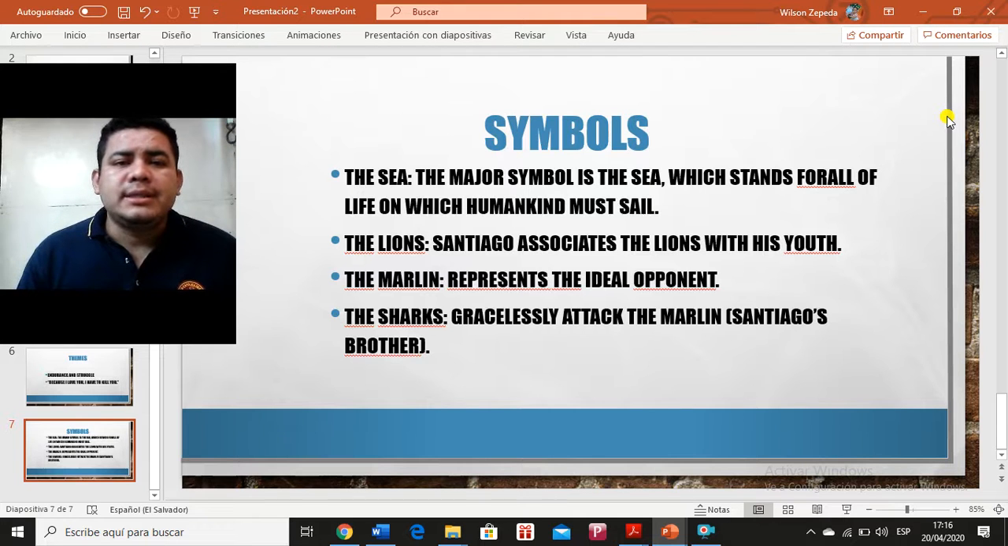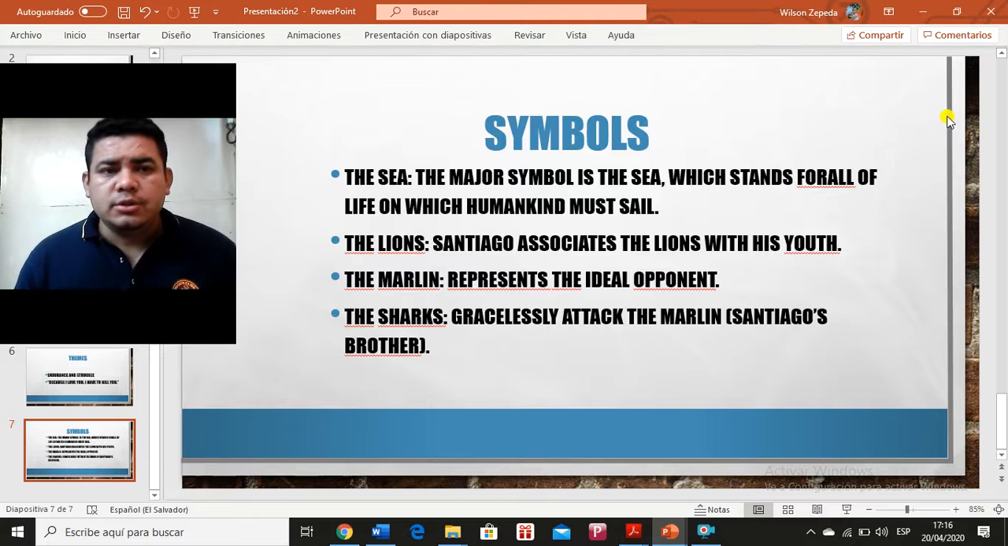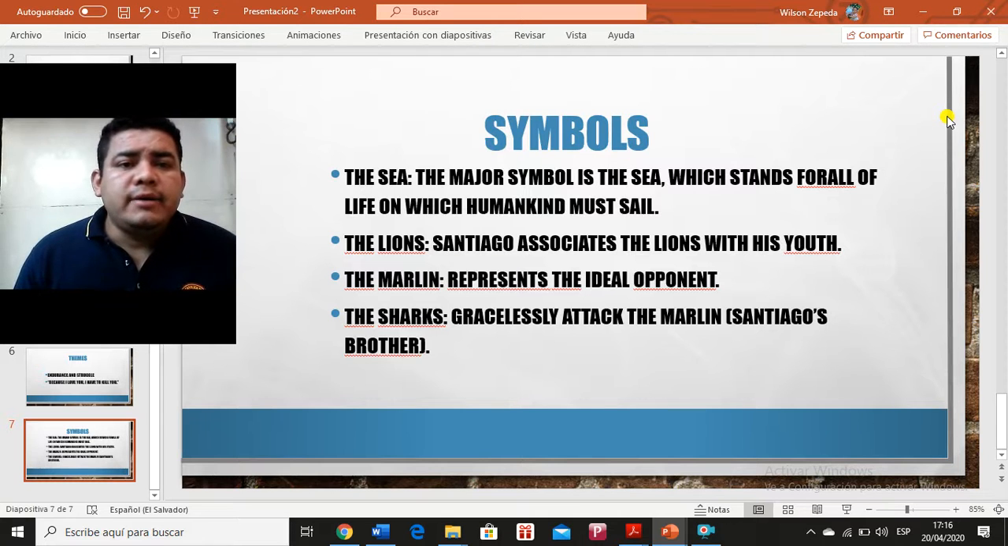The marlin represents the ideal opponent, or the marlin also represents your goals, your ambitions. In this case, you are starting to become a professional, so that will be your marlin. And having a diploma or graduating from the university, that will be your marlin. And then we have the sharks. The sharks are basically your problems, the difficulties or circumstances that are gonna make the process of getting the marlin difficult, right? All the problems that we may get in life or in any other situation in life will be the sharks. So those are the sharks.